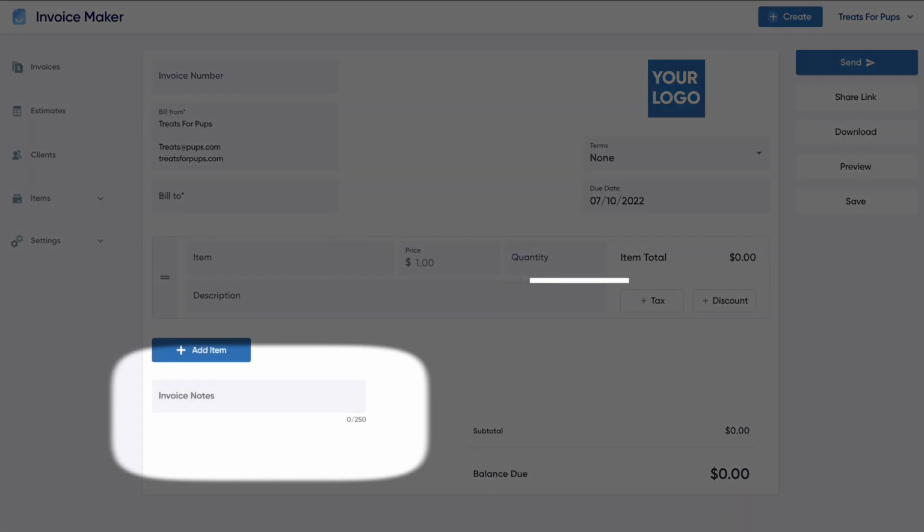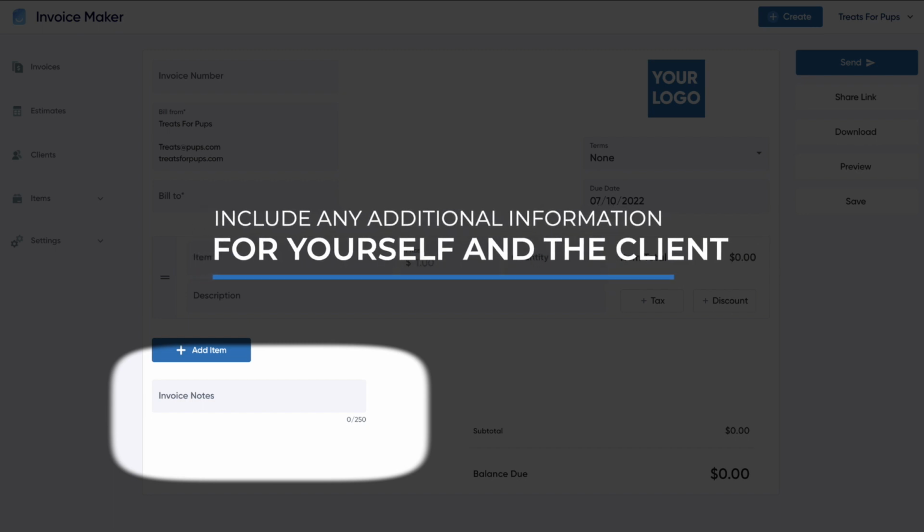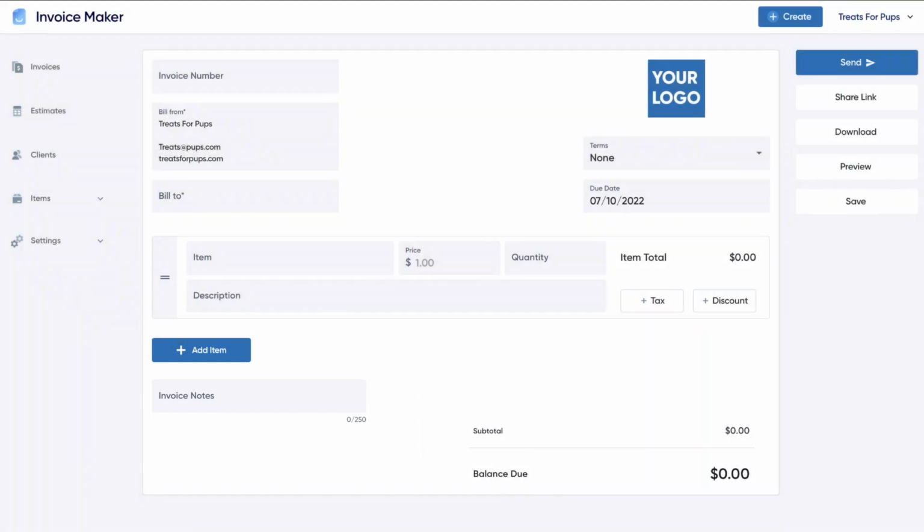In the notes section, you can include any additional information such as a preferred method of payment, due date, or even a personal thank you note from the customer. And that's it. Pretty simple, right? Now that you've got all the basics down, you are ready to create your own invoice in just minutes.